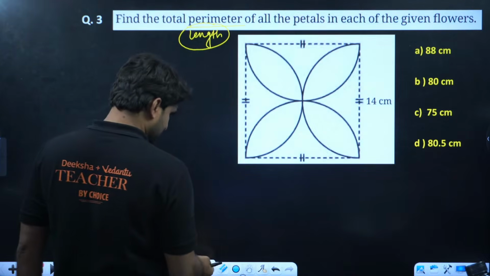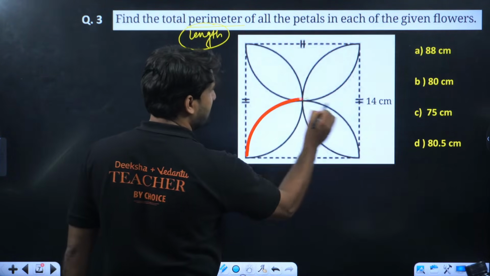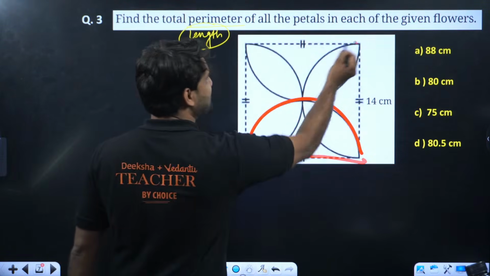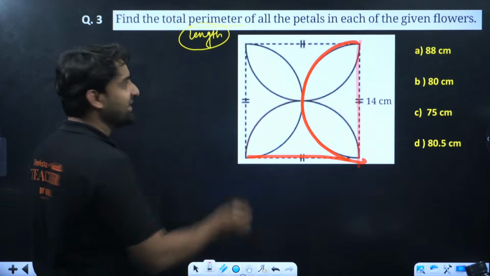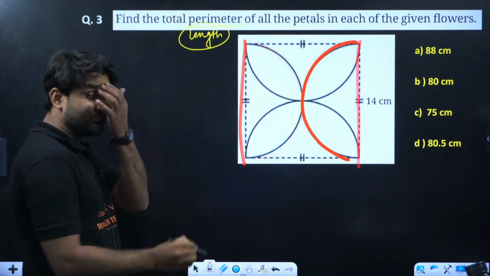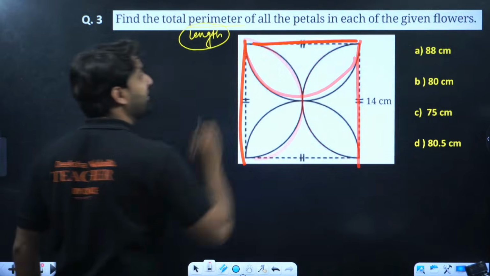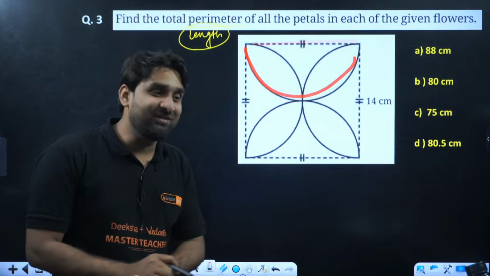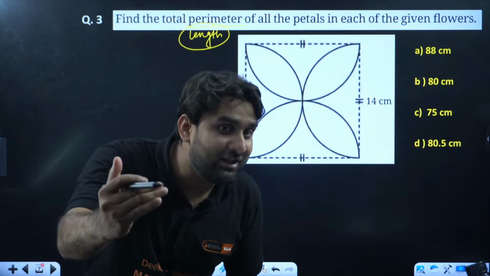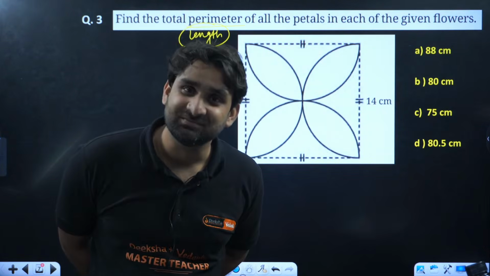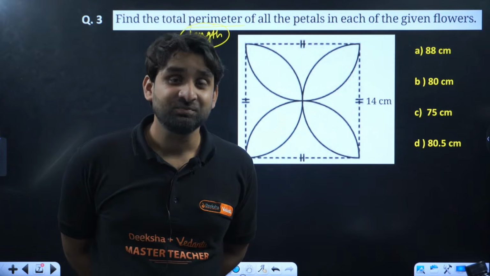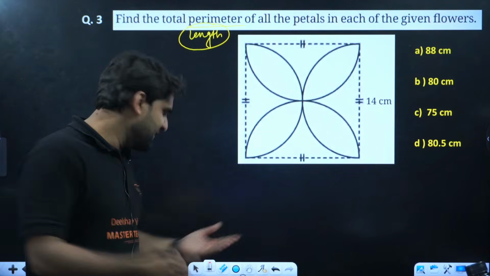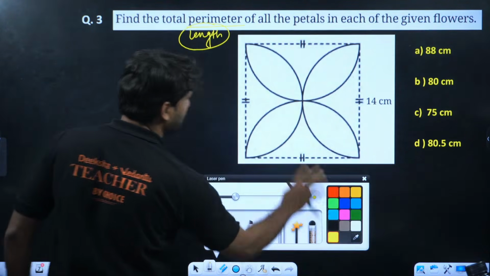Okay, so let's do it. Now, if these are semicircles, then there has to be a diameter. If this is a semicircle, this is the diameter. And how much is the diameter? The diameter is 14. My dear lovely students, if the diameter is 14, what will be the radius? The radius has to be 7, half of 14. So now everything you have, the radius, and the semicircle shape is also observable.